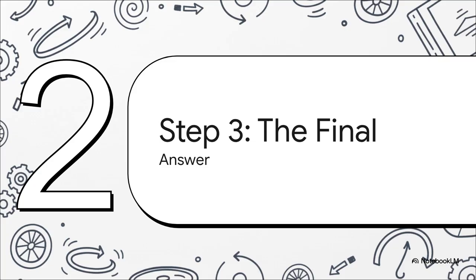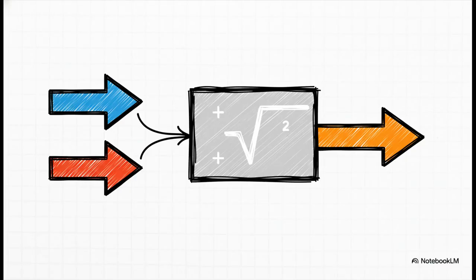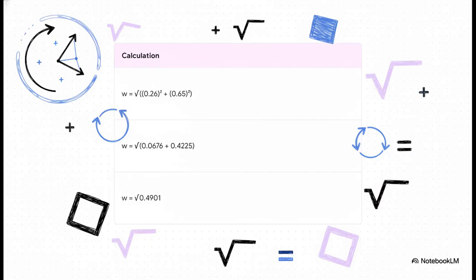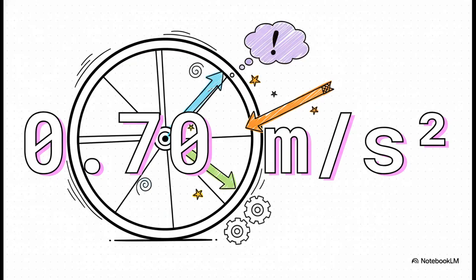Now we just have to put them together to get the grand finale, the total acceleration. And how do we do that? Back to our roadmap, that trusty Pythagorean theorem. So, we just plug our two components into the formula. We take 0.26 squared plus 0.65 squared, add them up, and then all that's left is to take the square root of the result. This is going to give us the overall magnitude of that total acceleration. And the number we get is 0.70 meters per second squared. There it is. That is our final answer. After all that work, that's the total acceleration of that point on the wheel.